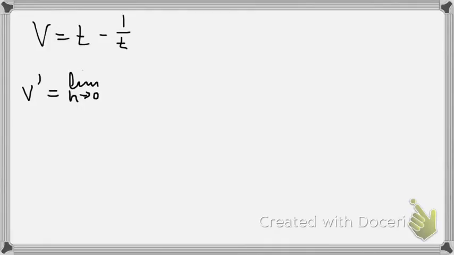Let's try one more. Let's say v equals t minus 1 over t. Here's a function. I want its derivative. All right. So because I've already used the other two notations, I'll use just v prime for this one. So we have the limit as h approaches 0, v of t plus h minus v of t all over h.